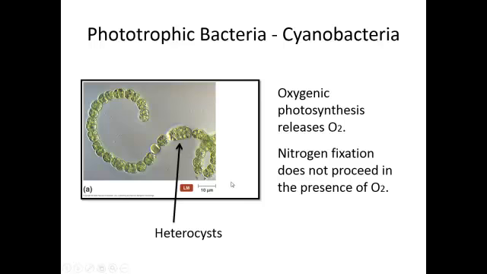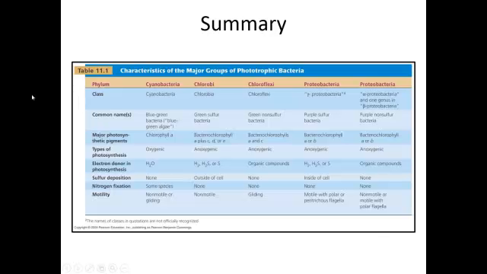So it's a community. Now, other species of cyanobacteria solve the problem in a different way. They photosynthesize by day, and they fix nitrogen by night. Very clever, isn't it? Here is a summary of the various phototrophic bacteria, and it wraps up our discussion of photosynthetic bacteria very nicely.